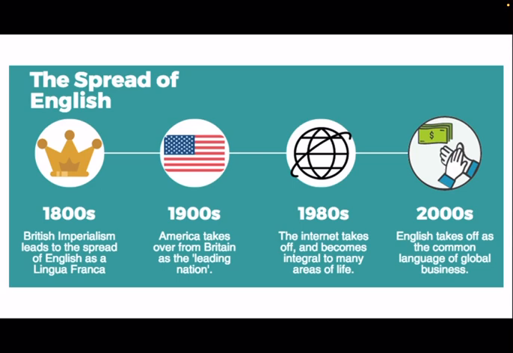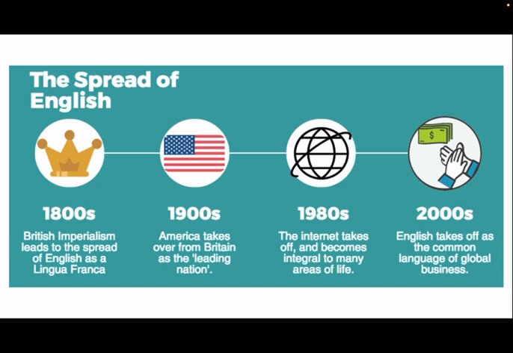In the 1900s, America takes over from Britain as the leading nation. They had a lot of political power and still do, and they also have a lot of cultural power. So things like Hollywood and American music are widespread across the globe, not just in America.